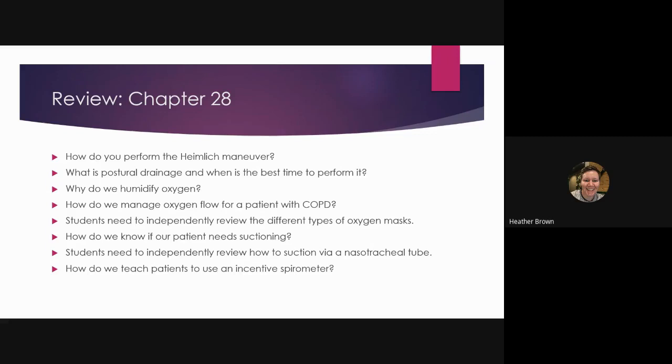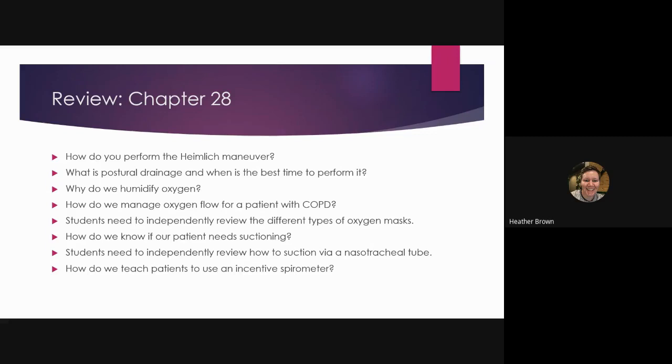Yeah, so I already see some good thoughts in there. So essentially, different positions or postures drain different segments of the lungs. So it's the ability to position our patient to facilitate drainage of the lungs is what postural drainage is.